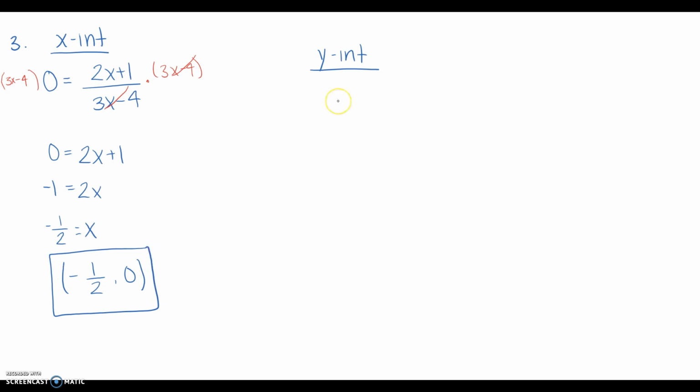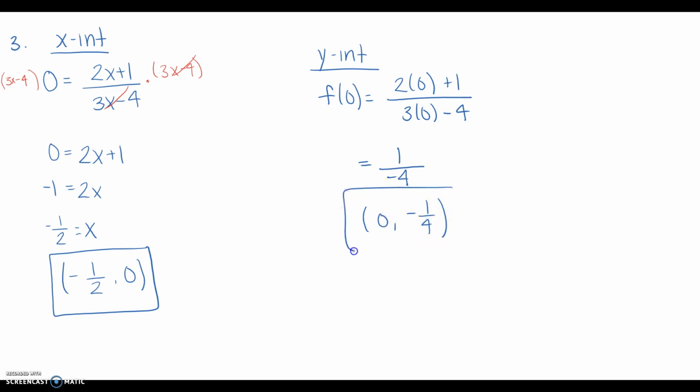For a y-intercept, we're going to do f of 0, substitute 0 in for our x values. We get 2 times 0 plus 1 all over 3 times 0 minus 4. 2 times 0 is 0, plus 1 is 1. 3 times 0 minus 4 is negative 4. So when x is 0, our y value is negative 1/4. So there is our y-intercept.